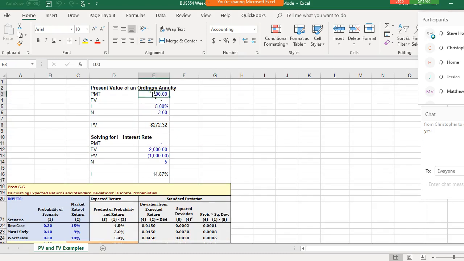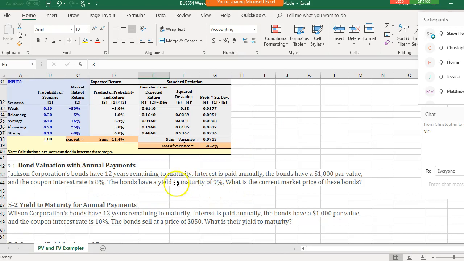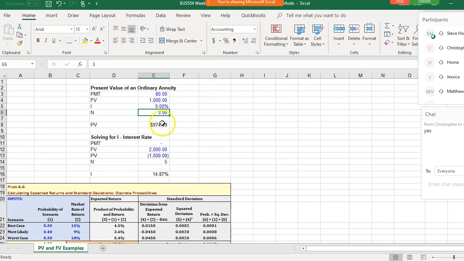For the coupon payment, it mentioned 8%, so you take the $1,000 face value and multiply it by the coupon interest rate, 0.08. It gets you $80. The future value is the $1,000 maturity value. The interest rate is the 9% yield to maturity, right here. Then we have 12 years remaining until maturity, and the answer is 928.39.